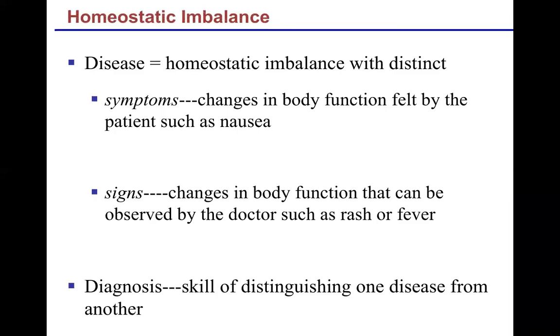This shows you how important the homeostatic balance is. Whenever there is an imbalance, it will result in a disease. And these diseases can show symptoms and signs, and there is usually a diagnosis, a skill of distinguishing one disease from the other. If the homeostatic imbalance happens, it can lead to a disease. But if the homeostatic balance is kept normal, whether through the positive feedback loop or through the negative feedback loop, the physiology of our system will continue. Thank you.